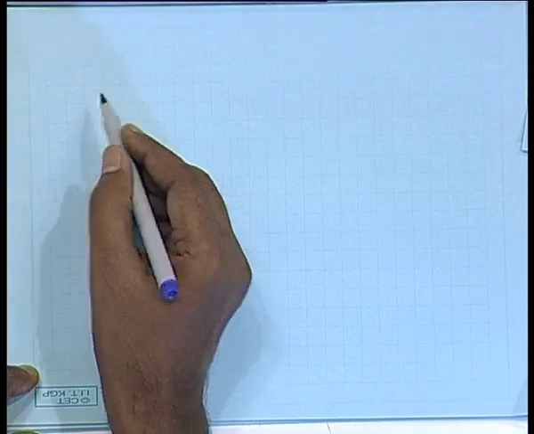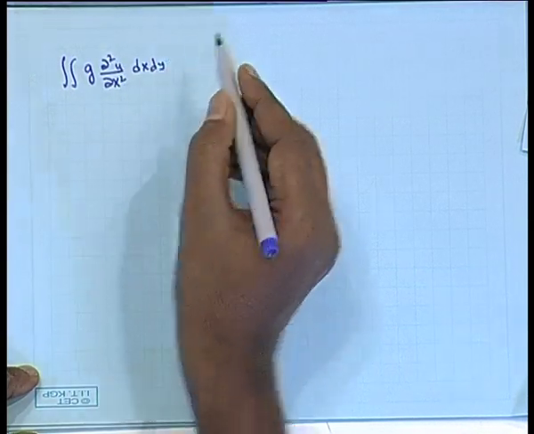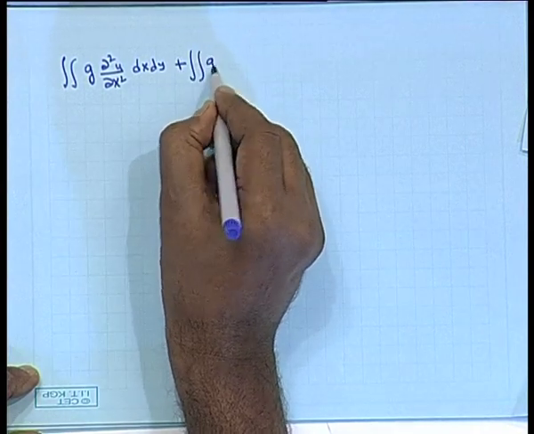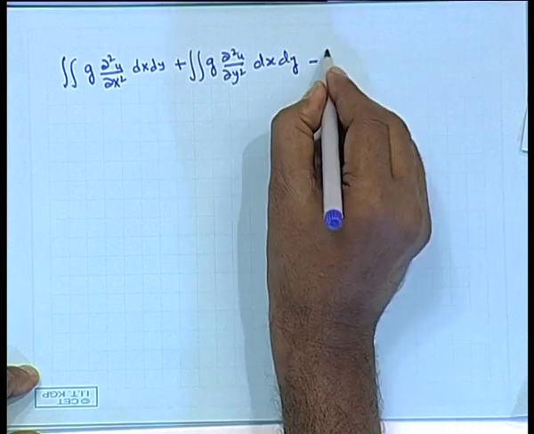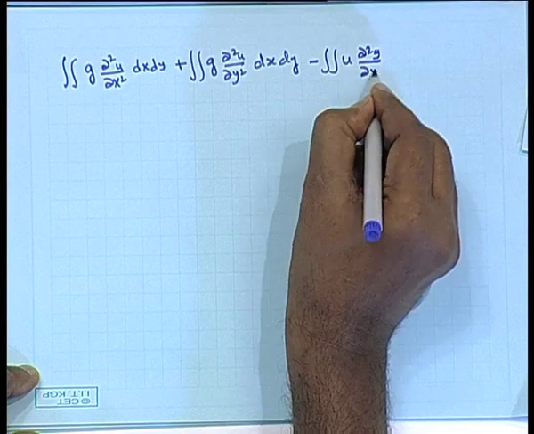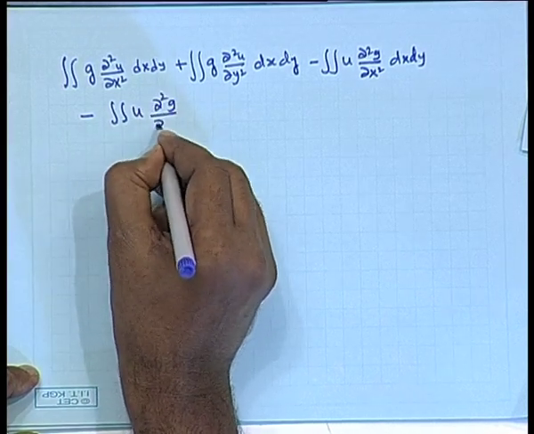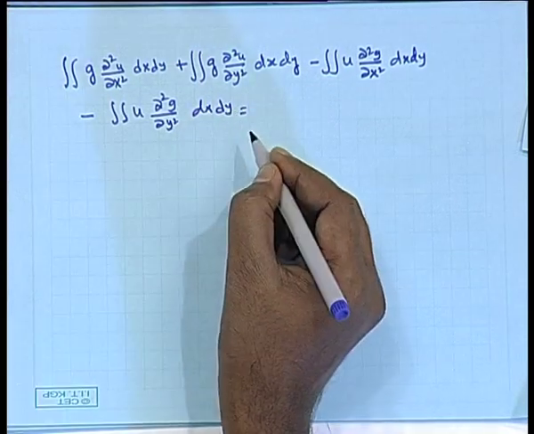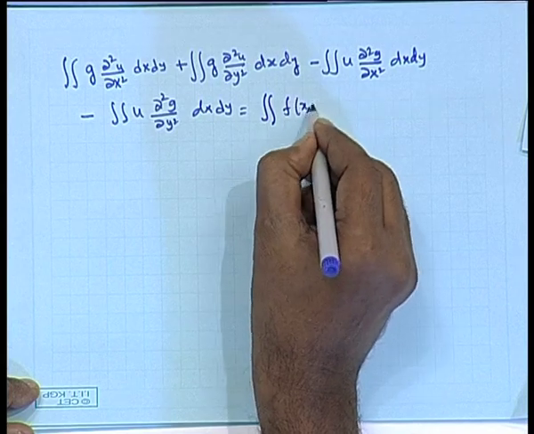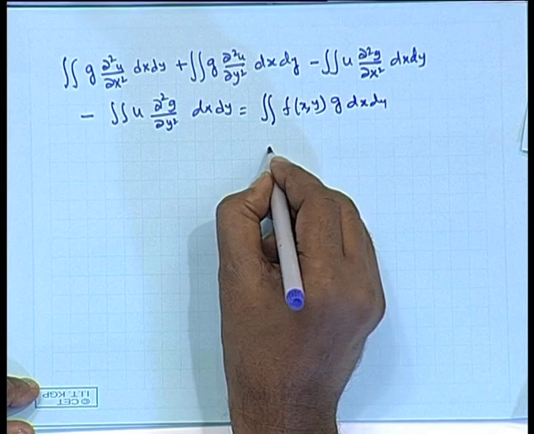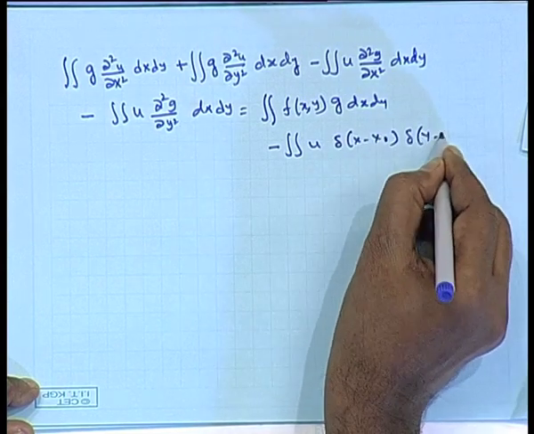If you do so, whatever you will be getting is integral of g del square u del x square dx dy plus g del square u del y square dx dy minus u del square g del x square dx dy minus u del square g del y square dx dy is equal to integral of f of x y times g dx dy minus u x y delta x minus x naught delta y minus y naught dx dy.